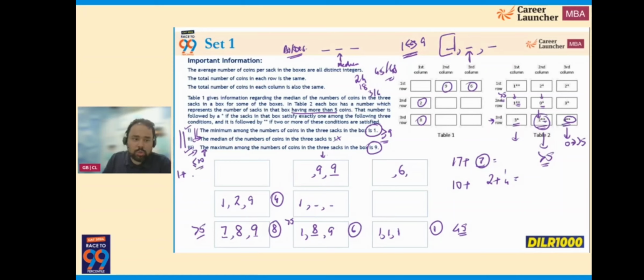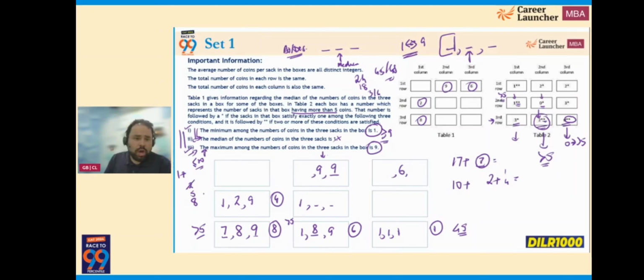So 1 plus what can it be? 1 plus 2 is 3. Okay, 1 plus 5 is 6. 1 plus 8 is 9. Now 1 plus 2, 3, I can't do because this is already done. Out with this. Okay, out with this.